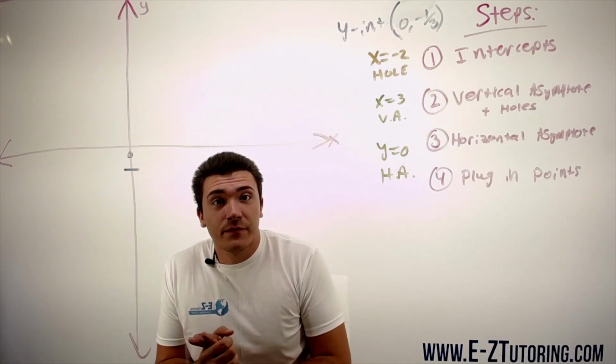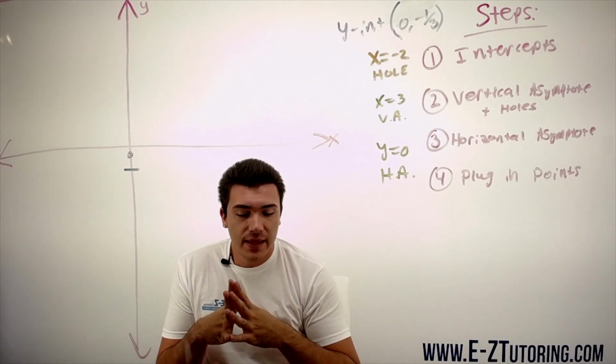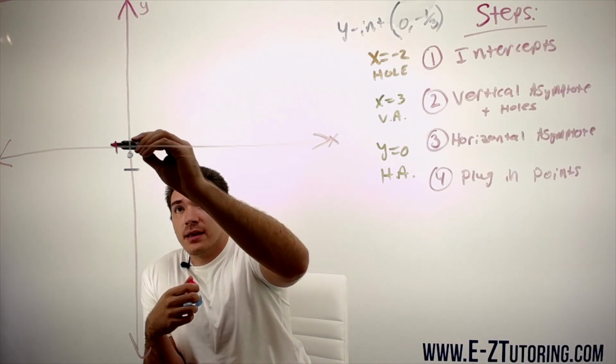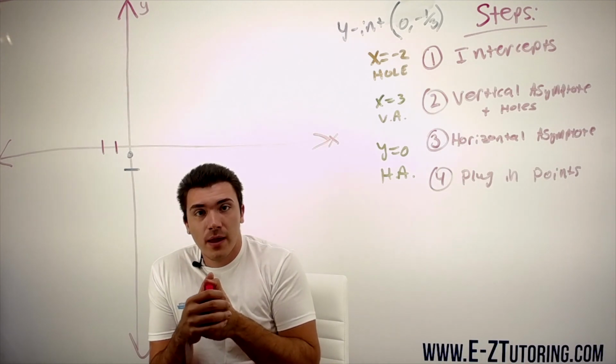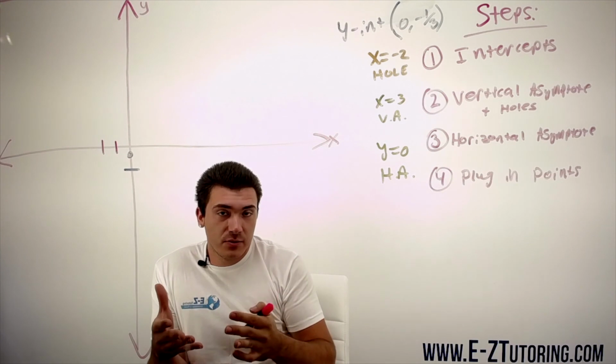Our next thing that we found was x equals negative 2 is a hole. Now, when labeling that, it's kind of tricky because when we plug in x equals negative 2, we don't exactly know where that point is on the graph because we get 0 over 0.